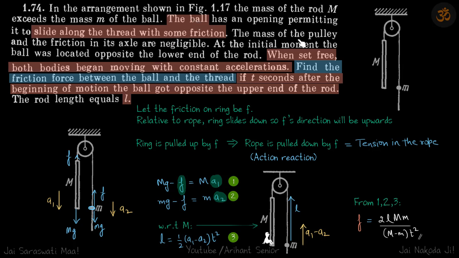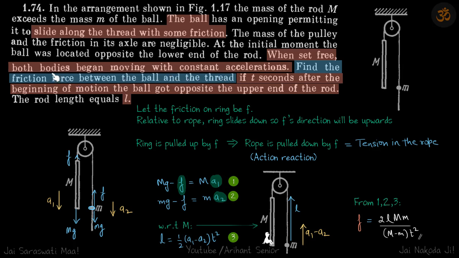We're given a ball that can slide on this thread with some friction. And we have a greater mass, capital M here, which is the mass of this rod. Now it's given that after t time, this small ball m relatively reaches this end of the rod. And when that happens, we are asked what is the frictional force between the ball and the thread.